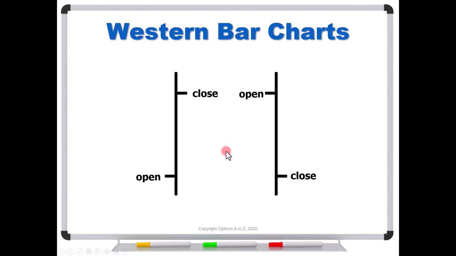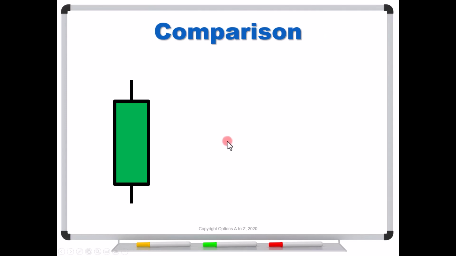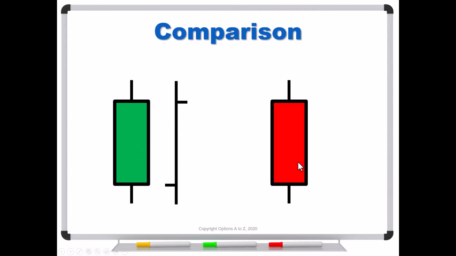But many of them still show them in black and white, and that's what makes a Western bar chart harder to read. So for comparison, here is a green candle. This is the equivalent for the Western bar chart. Not as easy to tell if it's an up or a down day. Here's a red candle. Here's the corresponding Western bar chart. Give exactly the same information, but it's just not as easy to see.